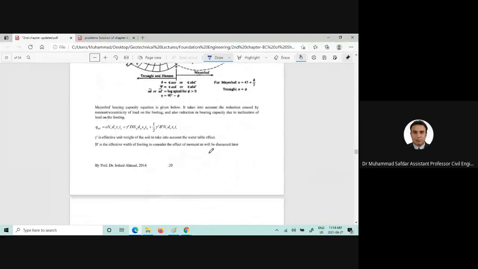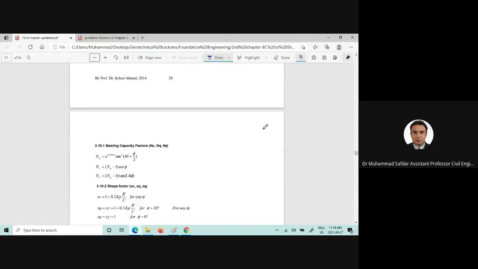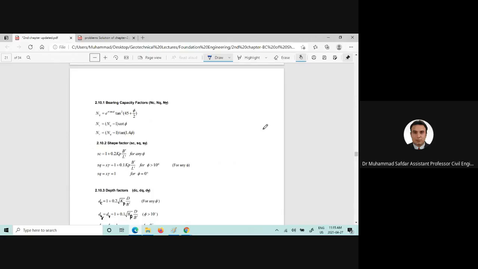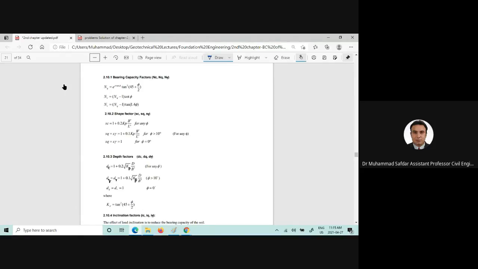And please kindly note down this equation as well, which is the Meyerhof bearing capacity equation. You can take screenshot or you can note down, because these are very important equations which will be used in today's examples and numericals.